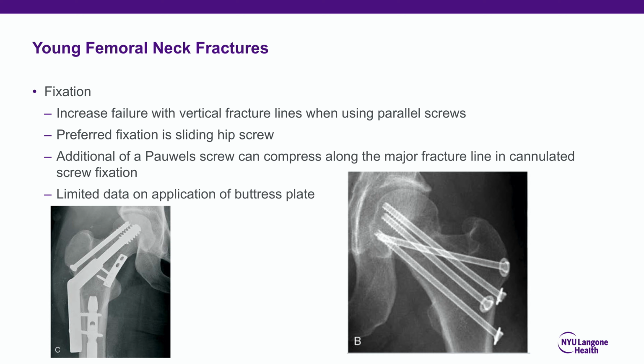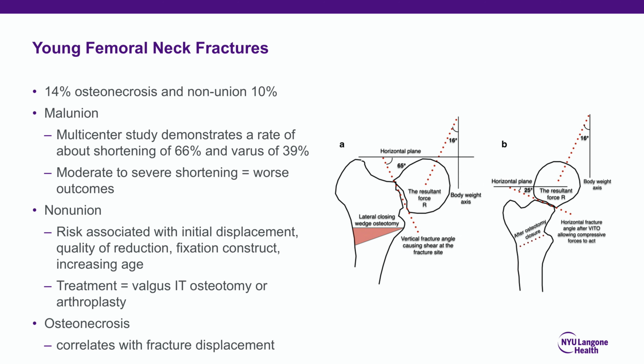There has been an increasing trend in the usage of an inferior buttress plate. However, there is limited clinical data on its usage. These injuries have a high complication rate, with osteonecrosis rates and non-union rates in a 10 to 20% range, and can even be higher in certain studies. Even with good reduction, shortening as well as varus can occur as the sliding hip compresses. The shorter the femoral neck, the worse the outcomes are due to its effect on the abductors.